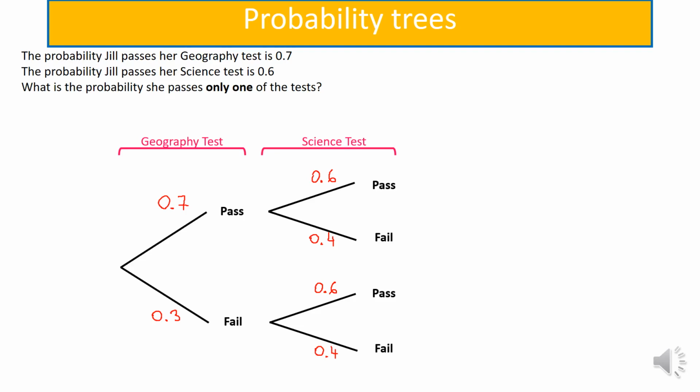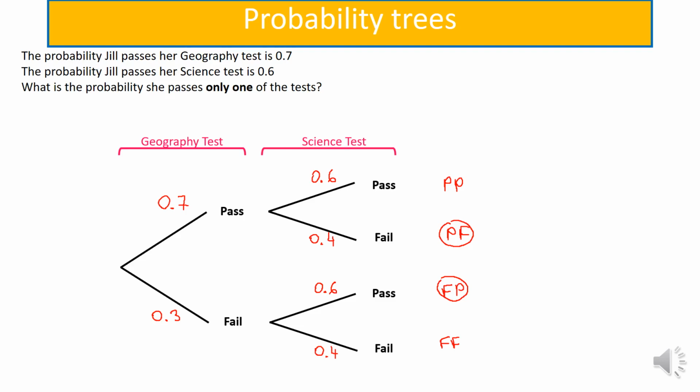Now, what is the probability that she passes only one of these tests? If I go along the top branches, that means that she passes and passes, then passes and fails, then fails and passes, and then fails and fails. So we want the probability of her passing only one of these tests. For example, that will be this result when she passes and fails, or when she fails and then passes. So I'm going to skip the other two probabilities, and I'm only going to work out the ones that I'm interested in.